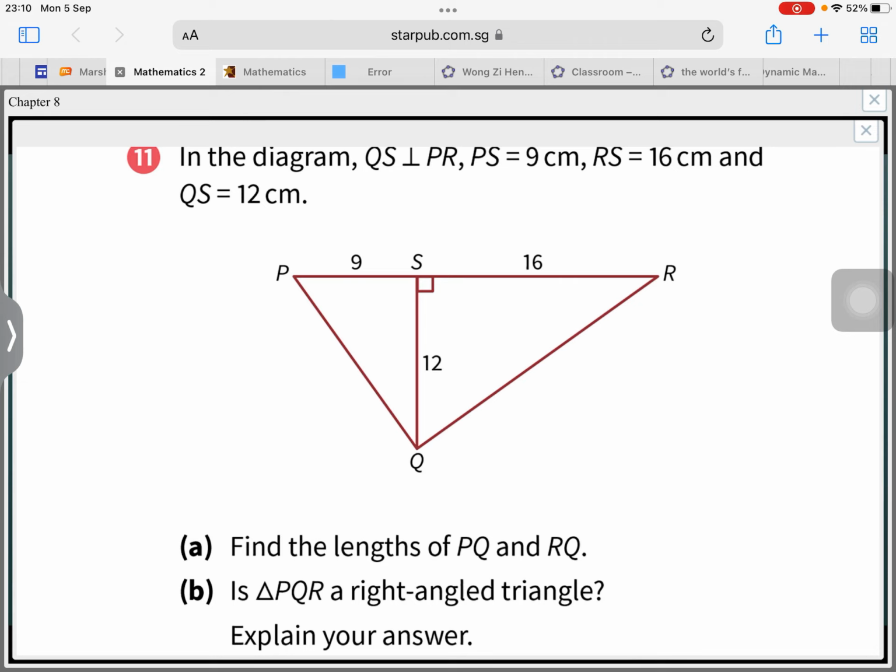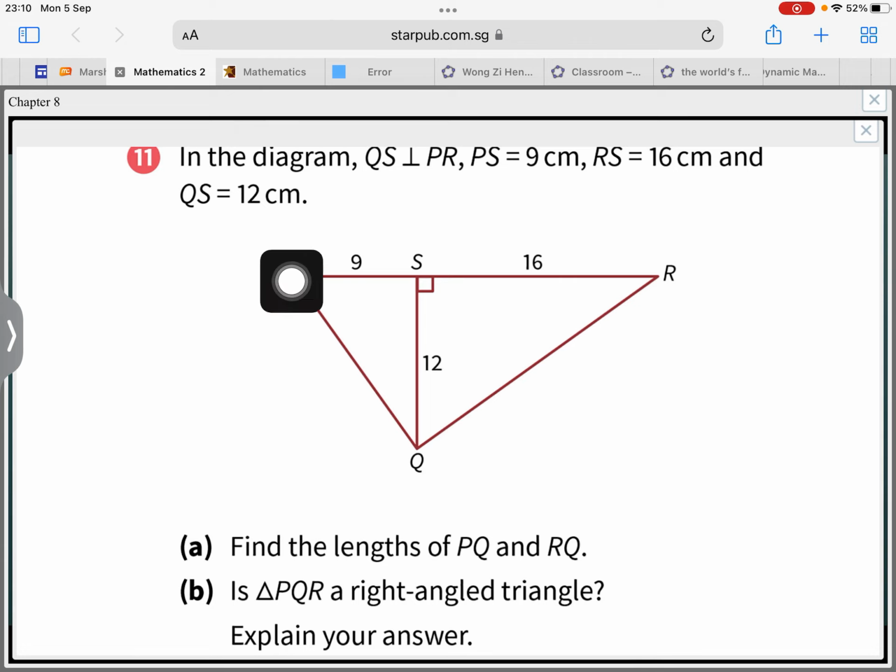You need to first calculate what is your c square. Then separately, you calculate a square plus b square, and then you compare both of them to show whether they are the same or not. If they are the same, you can draw the conclusion that it is a right angled triangle. If they are not the same, you conclude that it is not a right angled triangle.